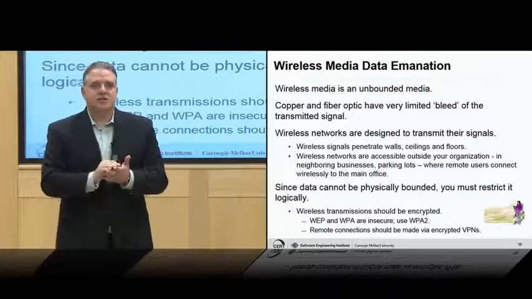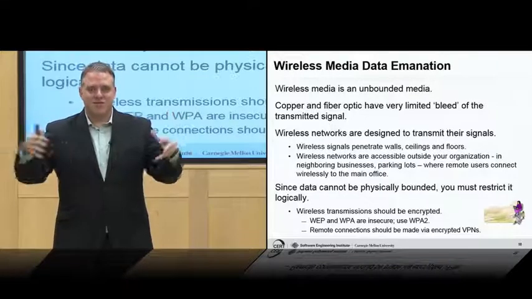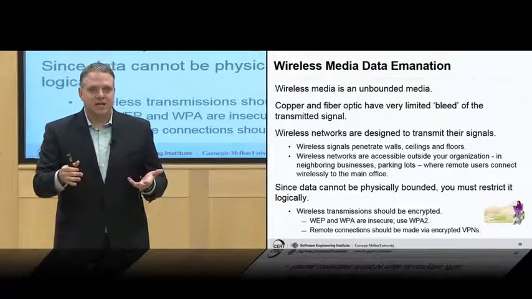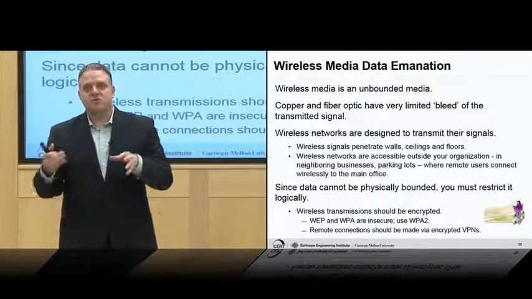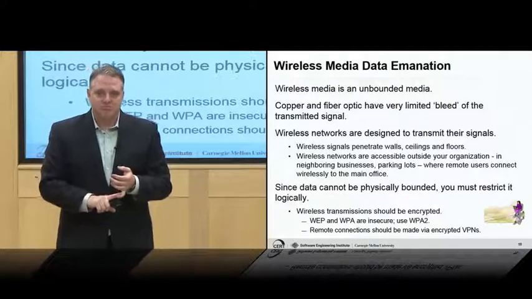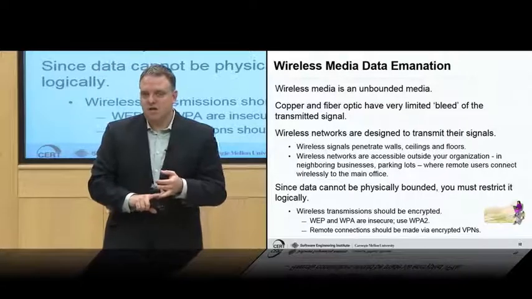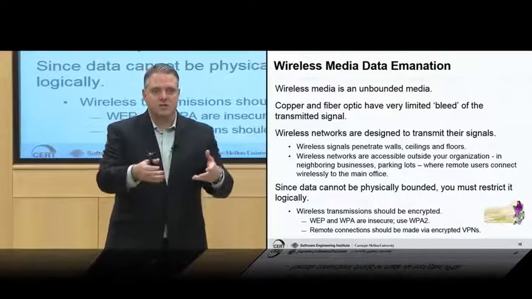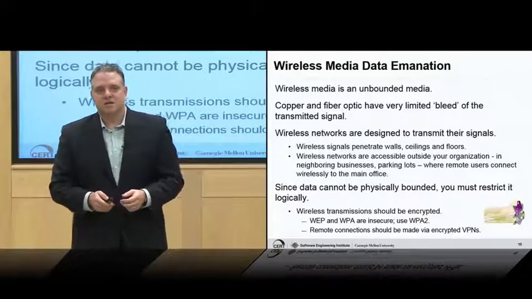Wireless networks are designed to transmit the signal, not constrain who has access to it. And so since you can't constrain it physically, you have to constrain it logically, and that's why you use WPA passwords or maybe use RADIUS authentication or something else to control who actually uses the wireless access point.